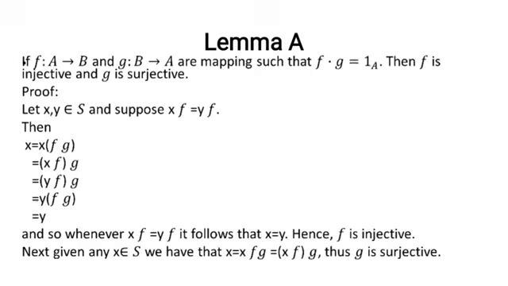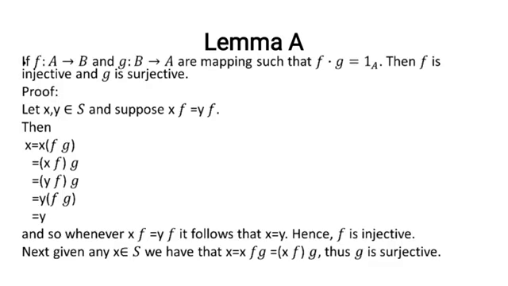Okay, let's continue. Next is what we call Lemma A. For Lemma A, I think it's 2 point something in your lecture notes. This lemma states that if we have a function f that maps A to B, and another function g that maps B to A, and they are mappings that satisfy the composition that f of g gives us the identity on A, then f is injective and g is surjective.